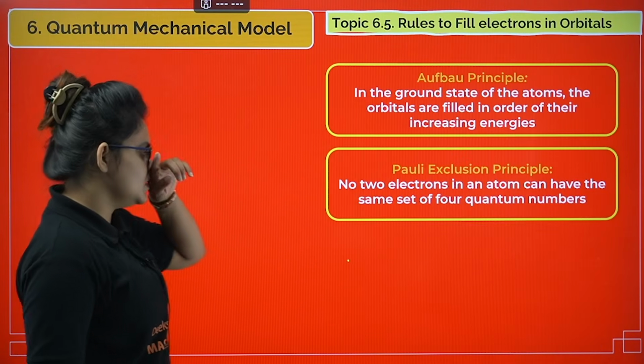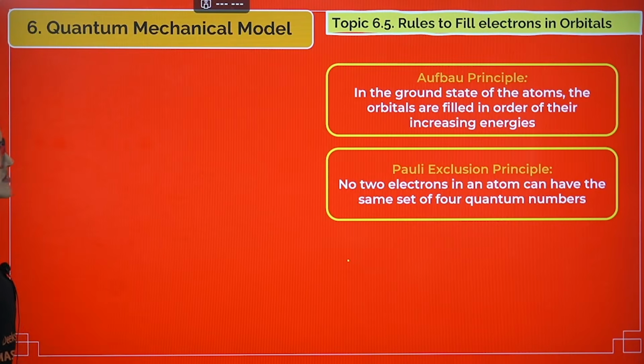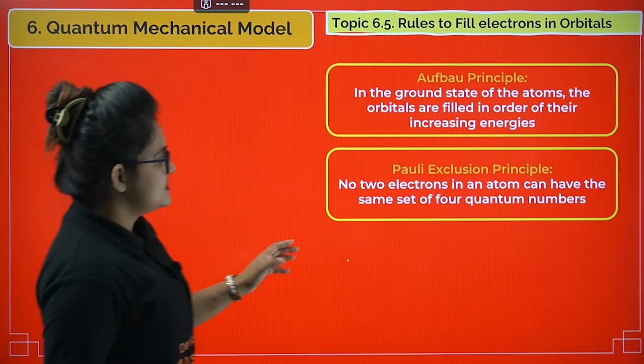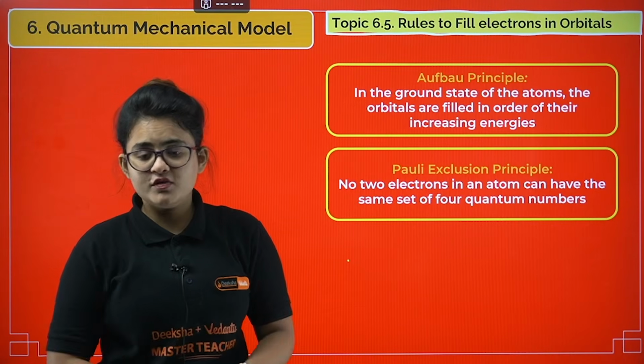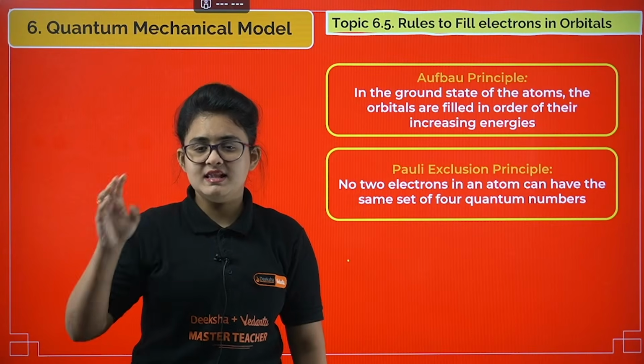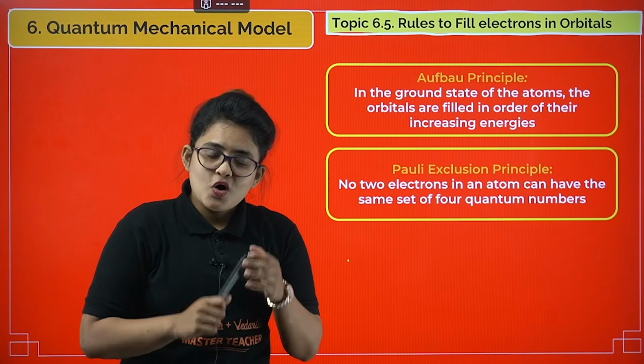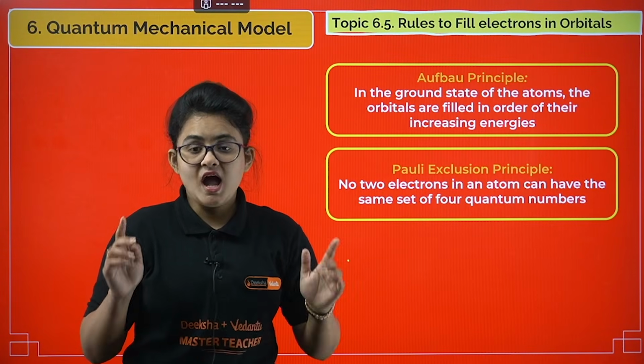Next is Pauli's exclusion principle. No 2 electrons in an atom can have the same set of 4 quantum numbers. We have 4 quantum numbers, n, l, m, s, so for all the electrons they will be different.